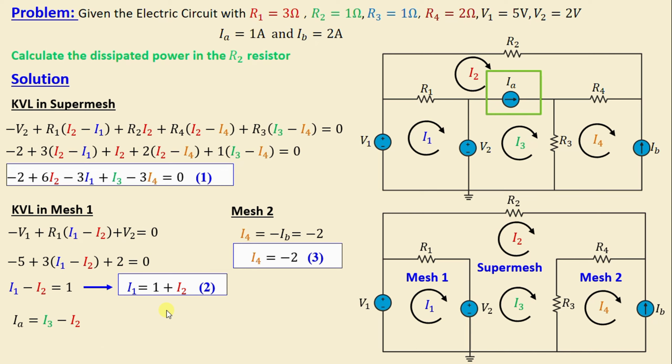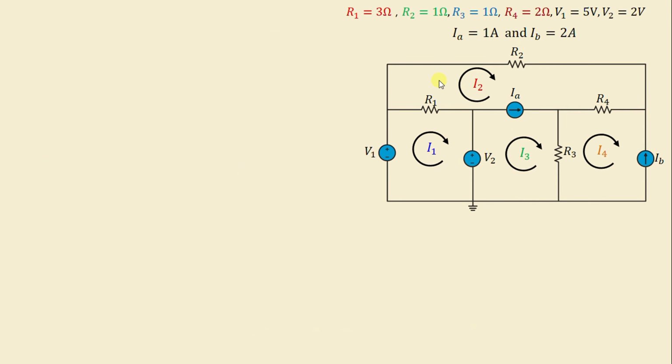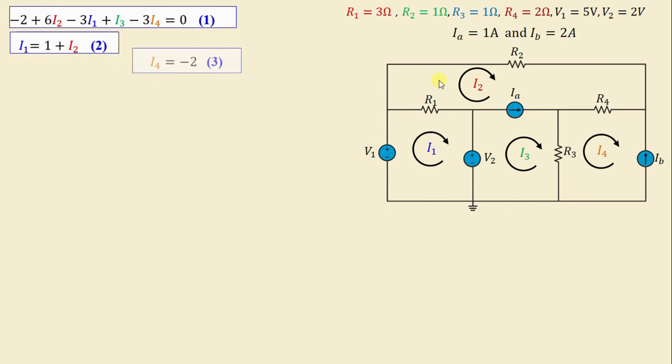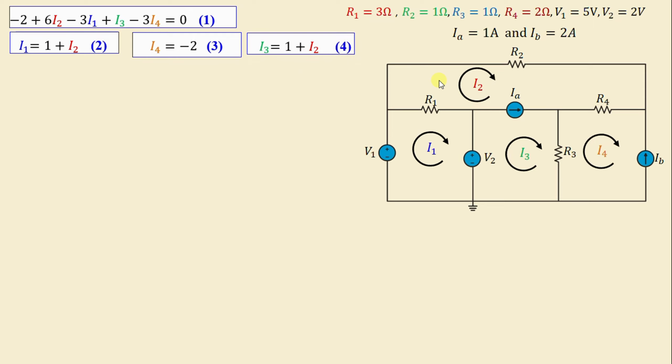In order to get this equation, let's focus on the current source IA. We can write IA is equal to I3 minus I2. That means I3 minus I2 is equal to 1, so I3 is equal to 1 plus I2, and I call this equation number 4. After we finish applying the supermesh analysis, we obtain 4 equations with 4 unknowns.